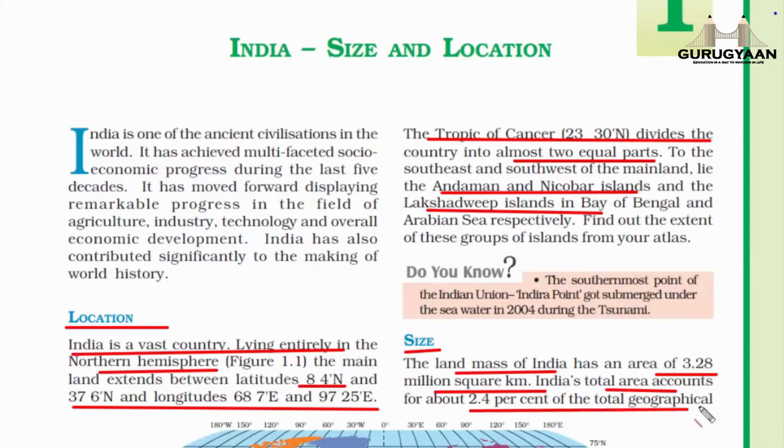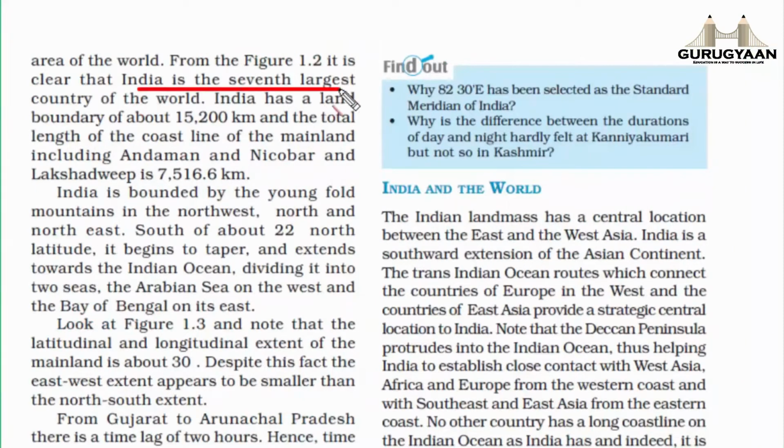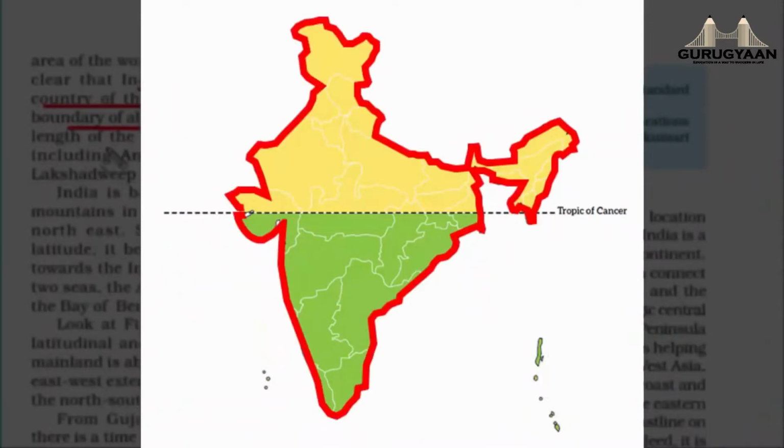India's total area accounts for about 2.4% of the total geographical area of the world. So if we put all the landmass of continents and countries together, India takes away 2.4% of the entire pie. And India is also the 7th largest country of the world. This is purely in terms of area, not population. In population, India is 2nd largest country. That is after China.